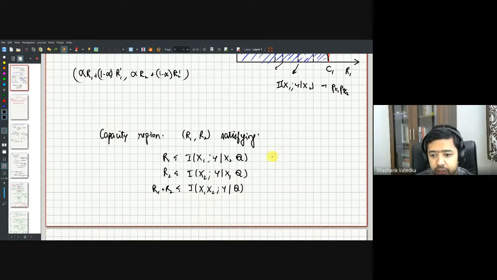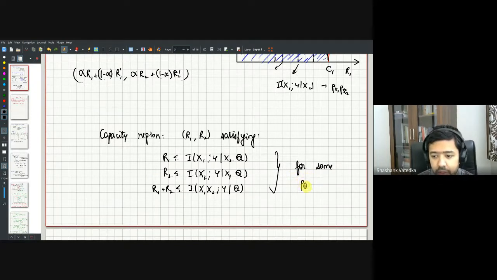And this is for some joint distribution. So P of Y given X1, X2 is of course specified by the channel, right? So that is not under our control anymore. But the only things under control are the distributions on X1, X2, and Q. And this is taken over all possible distributions which satisfy the following property.